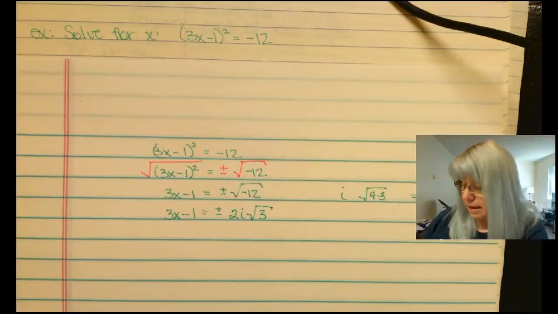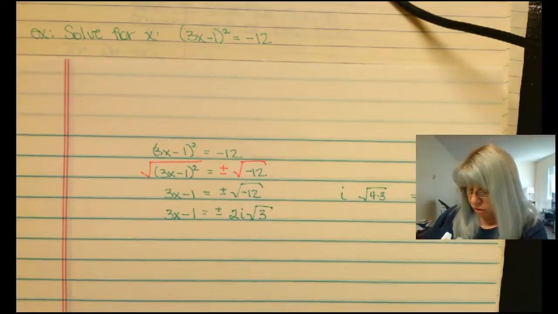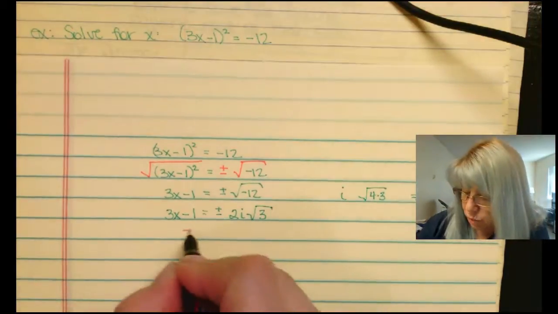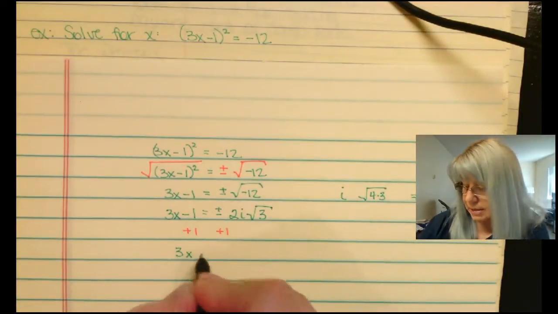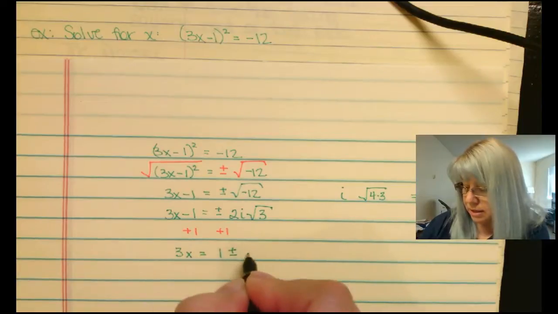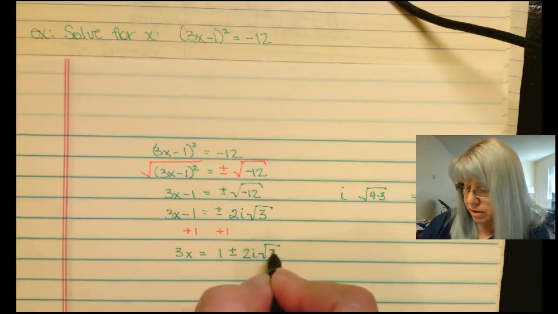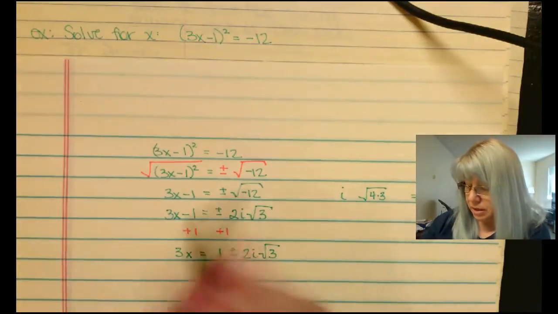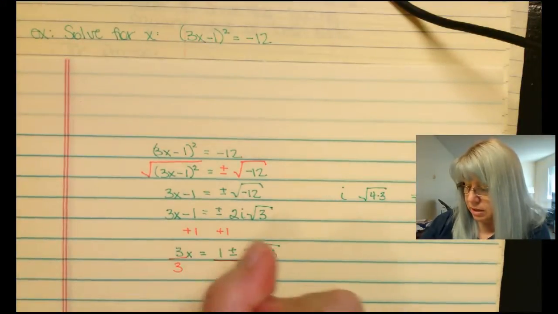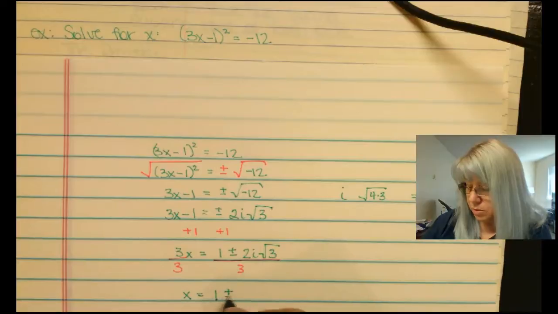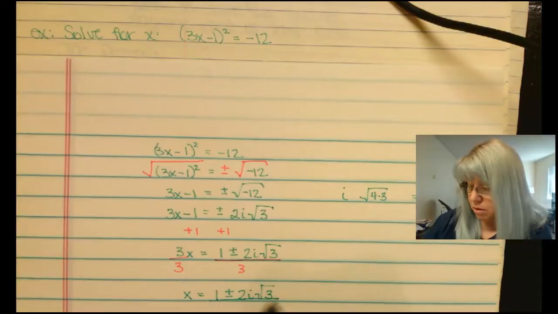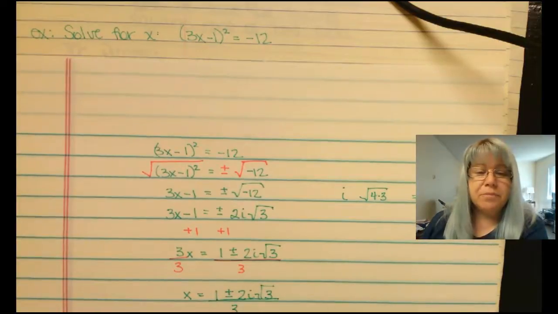Okay. Now, I go on to solve the problem. Add 1 to both sides. 3x equals 1 plus or minus 2i square root of 3. Divide by 3 to both sides. X will equal 1 plus or minus 2i square root of 3 all over 3.